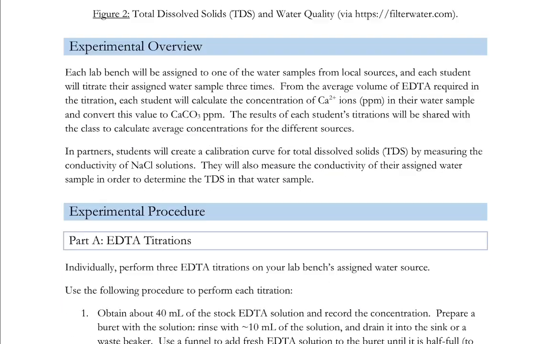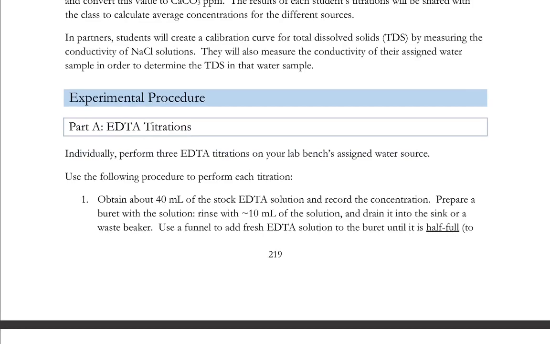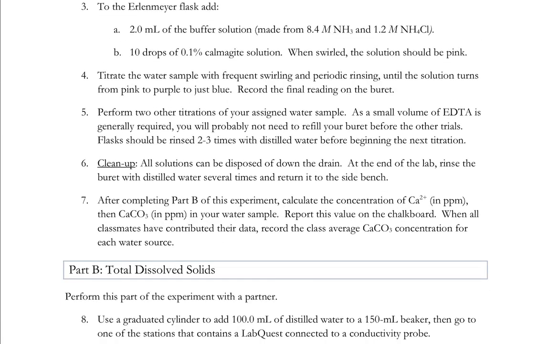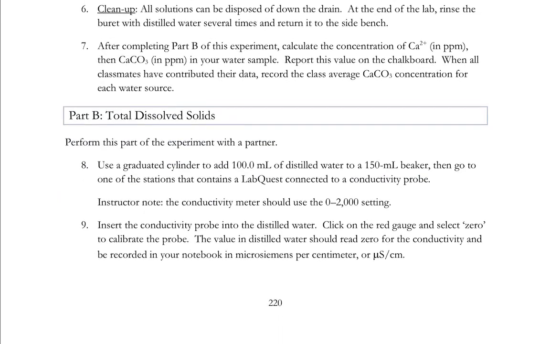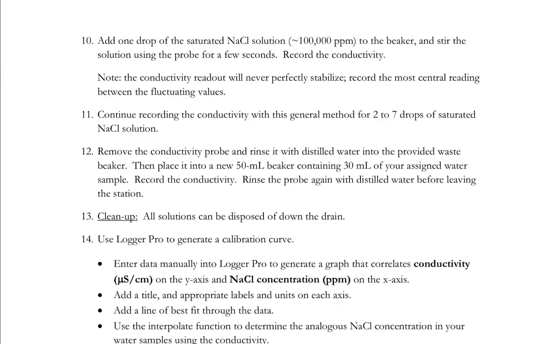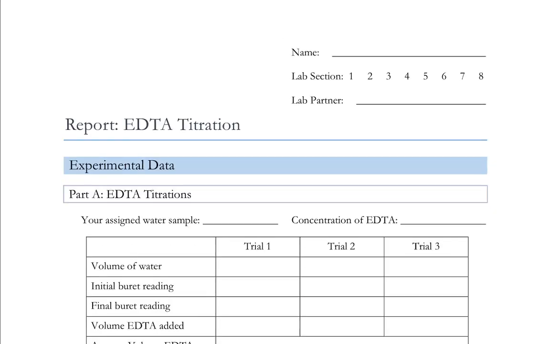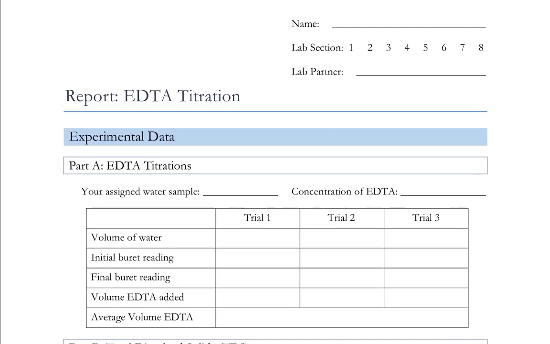The experiment overview, read that over, read through the experiment procedure so that when you watch the experiment video, you know what's going on. And you can, as usual, skip the pre-lab and go to the report where you will fill in data from the video. Your assigned water sample will be Butte College tap water.